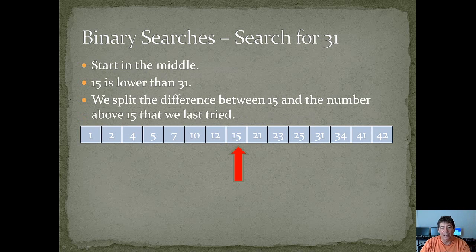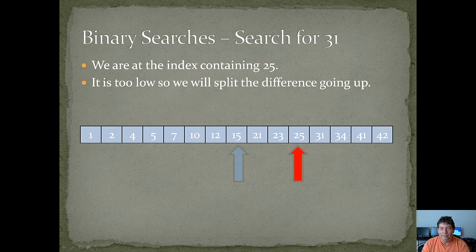Okay, so here we have the same list as we had before, the 15 sorted numbers. So we're going to start in the middle, which is 15. Okay, 15 is lower than 31, so we somehow need to move up. We're not going to move up 1, though. We're going to split the difference between 15 and the last number we looked at. Well, since we didn't look at anything else, it's going to be all the way at the top. Actually, we split the difference between 15 and the end of the list. Okay, so we split the difference and we go to 25.